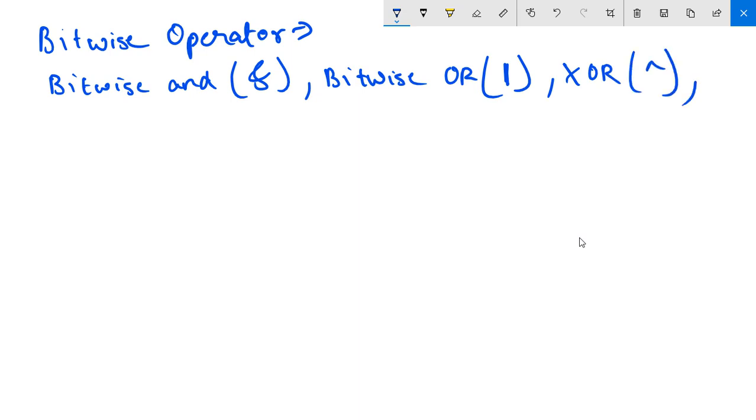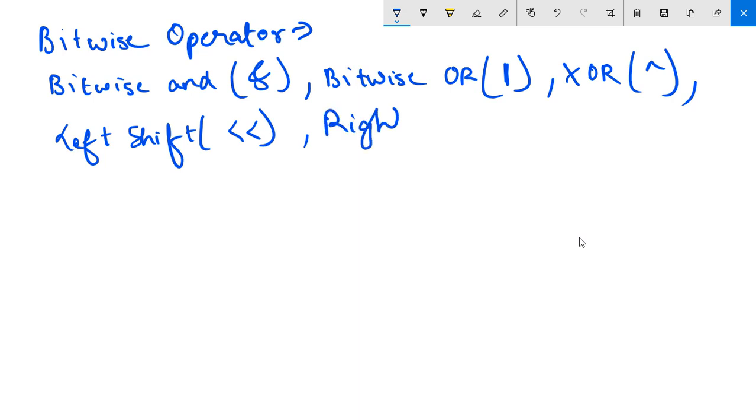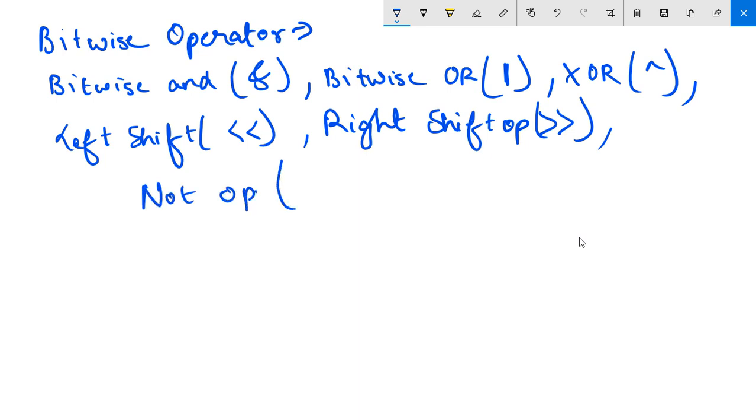and next is the left shift operator, which is this. Another one is the right shift operator, which is this one, and the last one we are going to be discussing is the NOT operator, which is this tilde sign. So let's see how these operators work.